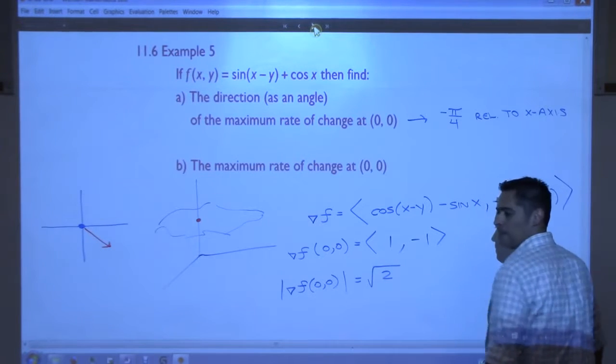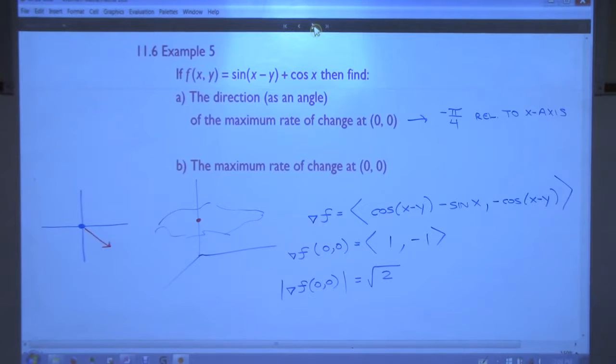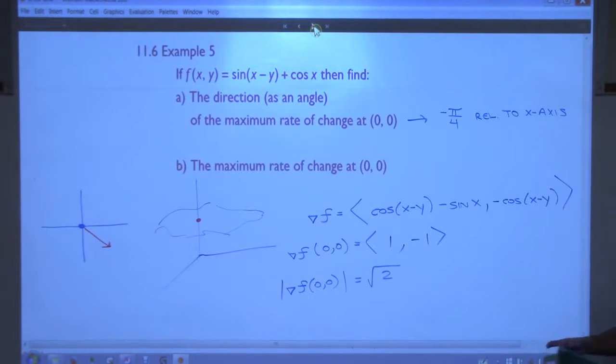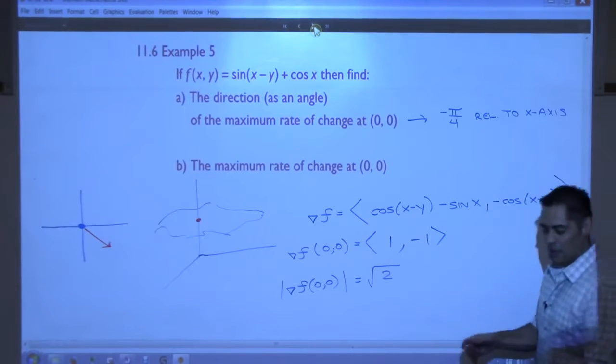Square root 2? Root 2. Come on, this has got to be somewhat amazing. No, only to me, I guess. Only to me.